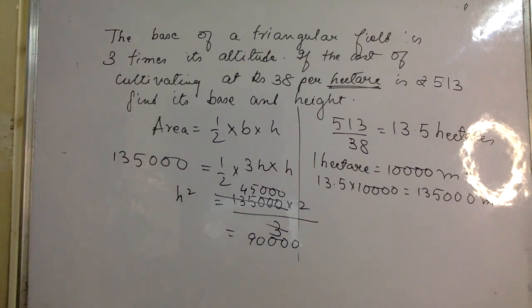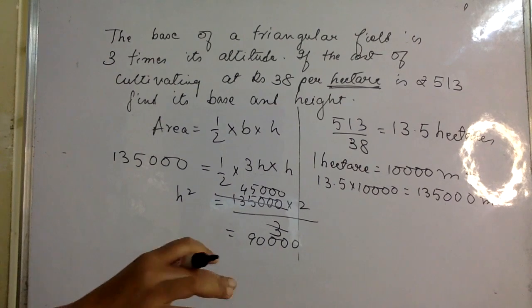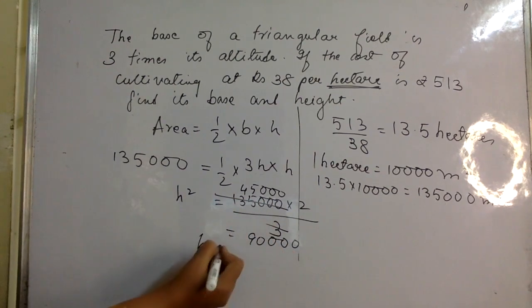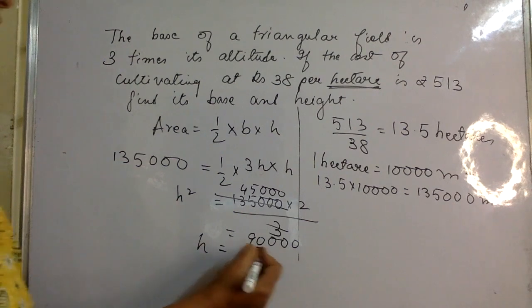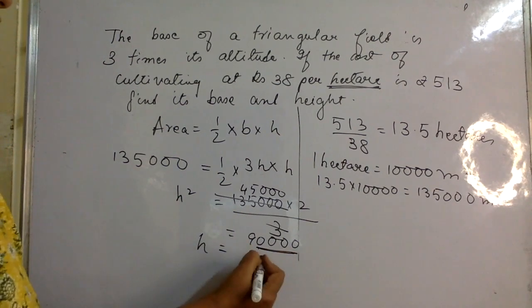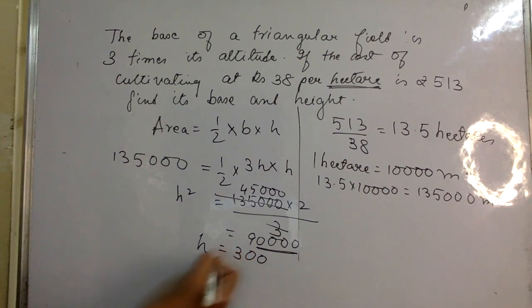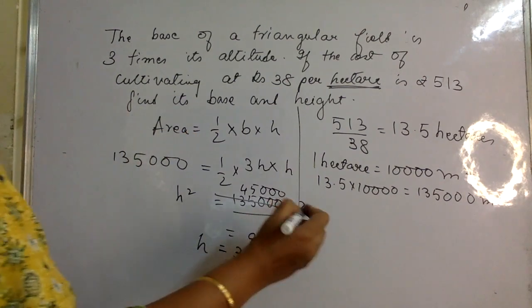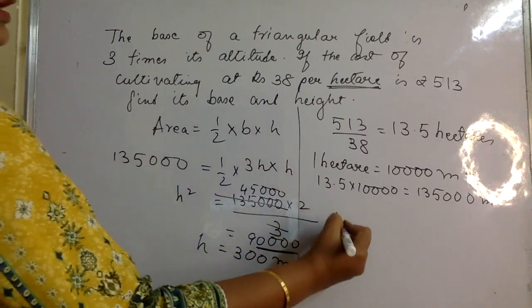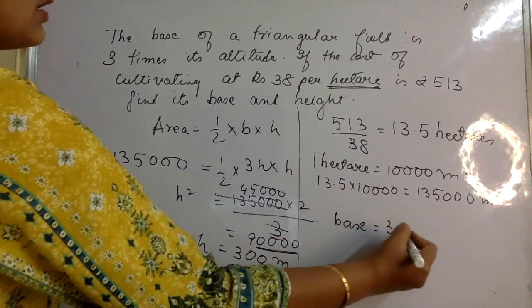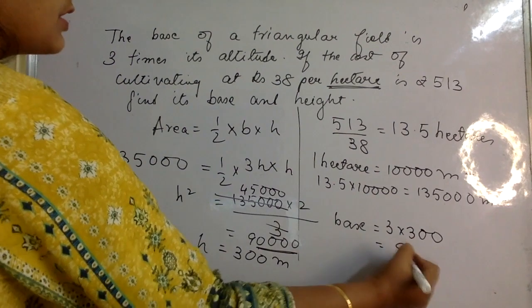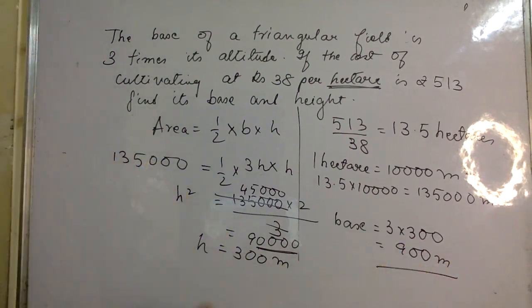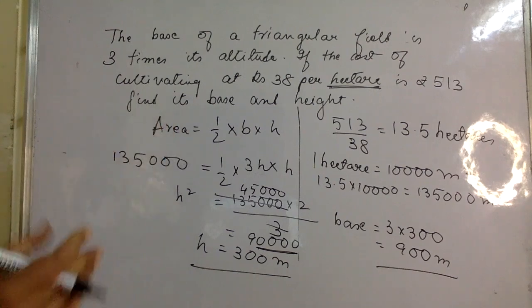So if that is 90,000, h is the square root of this. If there is an even number of zeros, just take half of it, 2 zeros, and the square root of 9 is 3. So the height of the field is 300 meters. And then how much is the base of the field? Base of the field is then 3 times 300, 3 into 300, which they have already told. So we get the height and we also get the base.